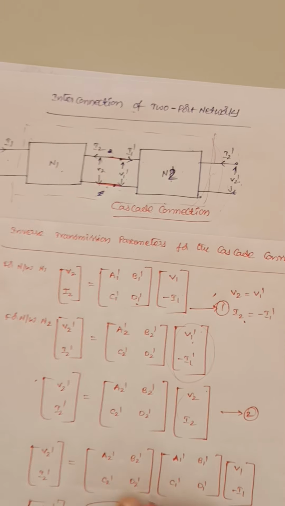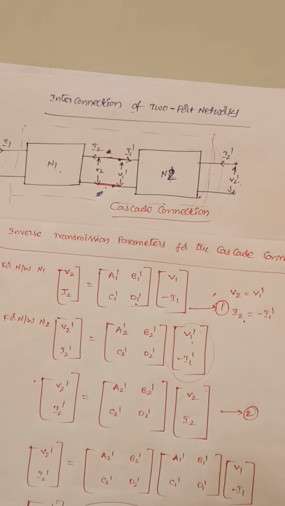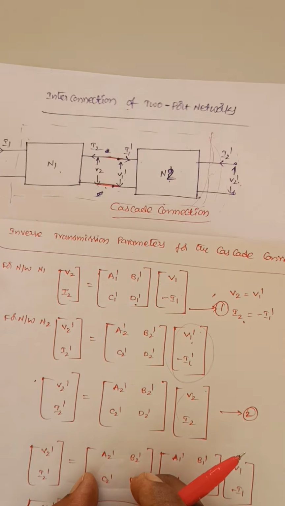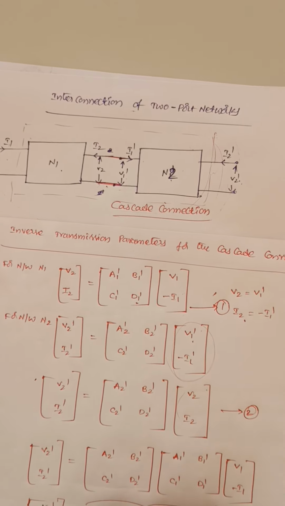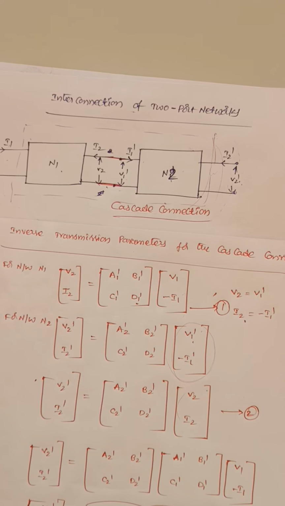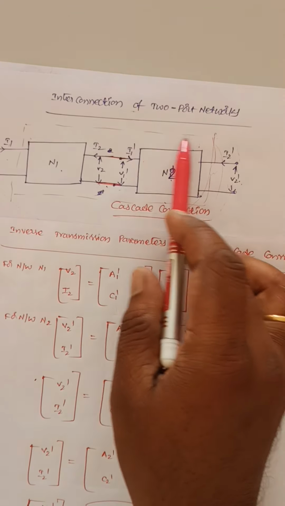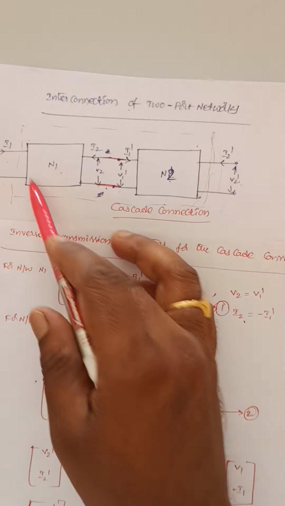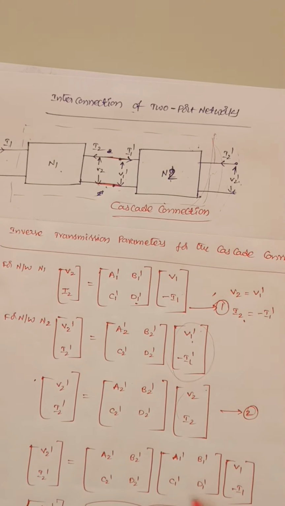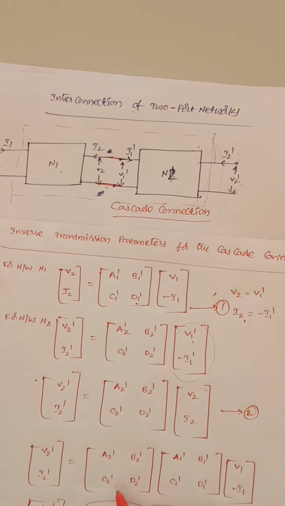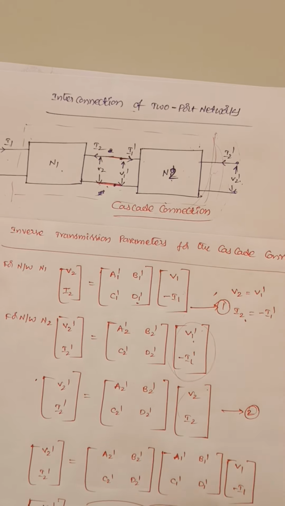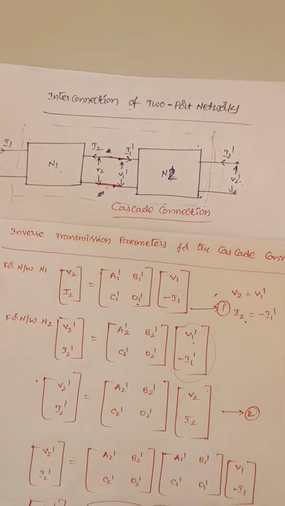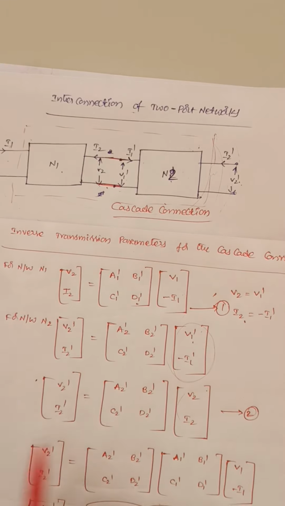To find out these inverse transmission line parameters, you just multiply the individual inverse transmission line parameters like this. First I need to write the inverse transmission line parameters of N2. After that I need to write the inverse transmission line parameters of N1. If you multiply these two, then you will get the equivalent inverse transmission line parameters of this cascade connection.